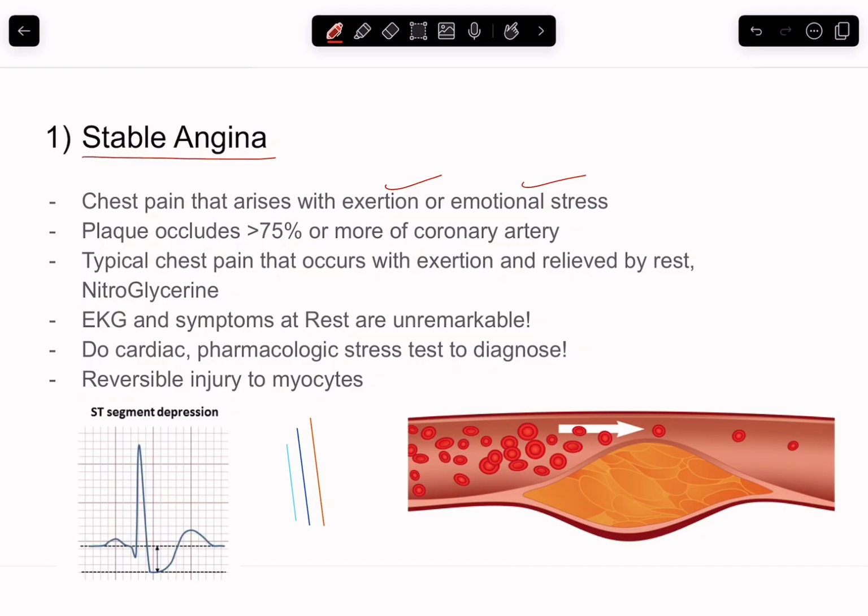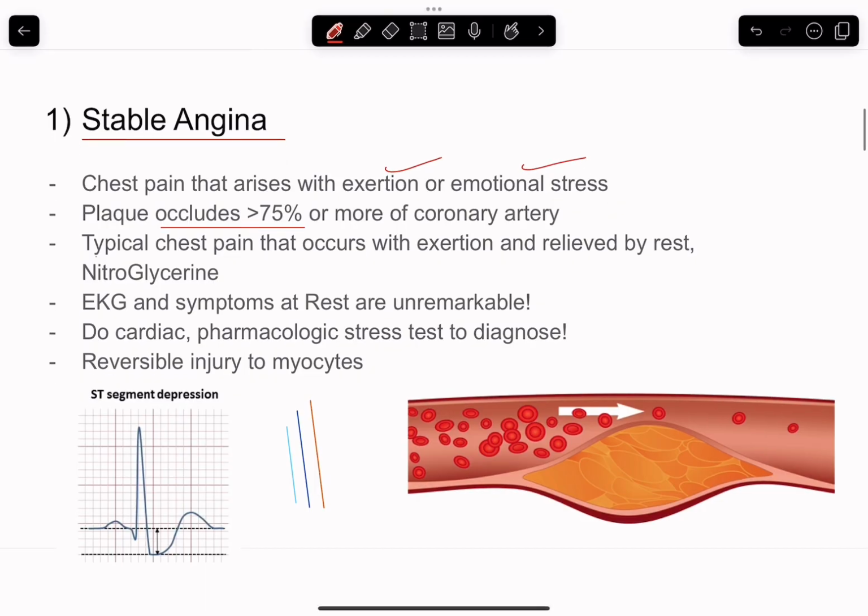In this case, as I said, whenever you have plaque that occludes greater than 75% of the coronary artery, that's the time you start to see symptoms in the patient. This is your typical chest pain that occurs with exertion and is relieved by rest and nitroglycerin. So whenever there is exertion, obviously your cardiac muscle has to do a lot of work, and that will need them to have increased blood supply. Okay, in this case you have your coronary artery that is already having a plaque, so the blood supply is reduced, and that's the time you see your stable angina having symptoms.